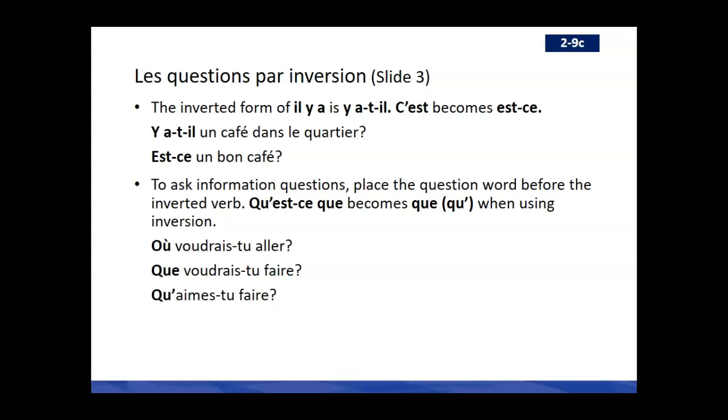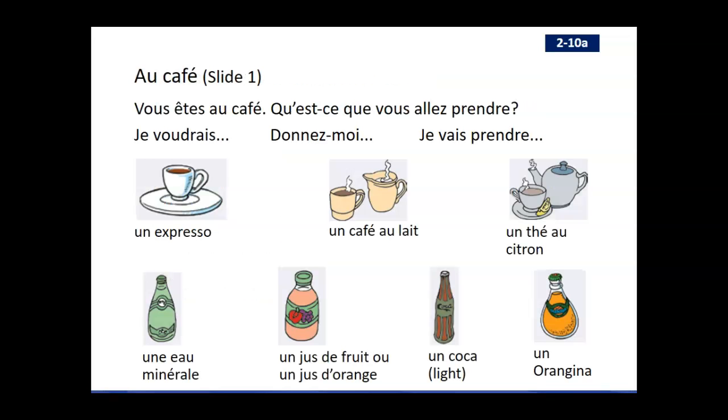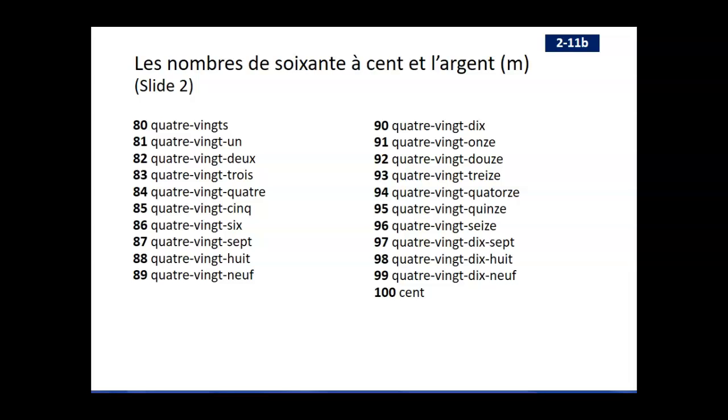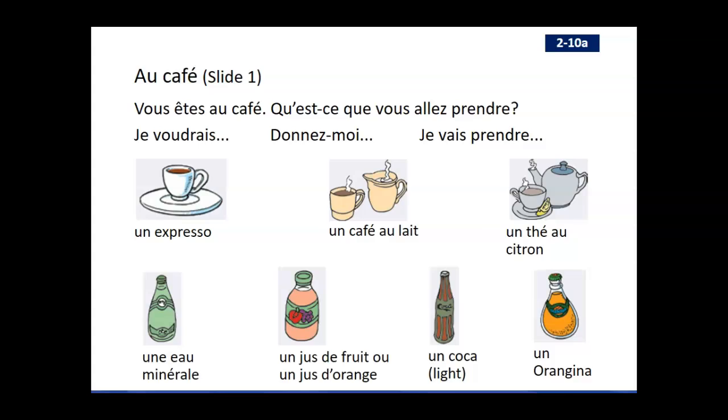Okay, so the last video this week we'll be looking at au café. So we'll be learning some vocabulary words for ordering food in a cafe or a restaurant. And finally, we'll get to the numbers from 60 to 100. So we're moving up in the world.